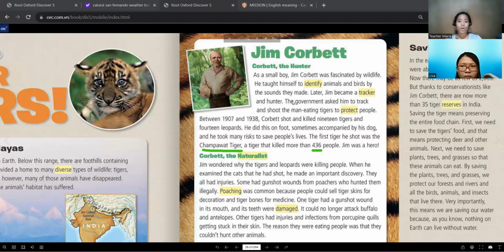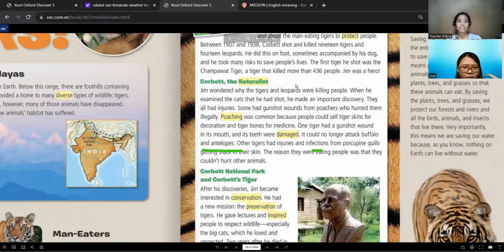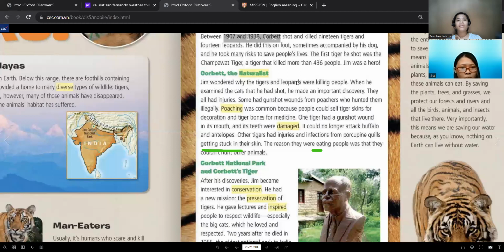Okay, we move to Corbett as the naturalist. Here in Corbett as the naturalist, what happened? What made him decide not to kill the tigers anymore? What happened? What made him decide?